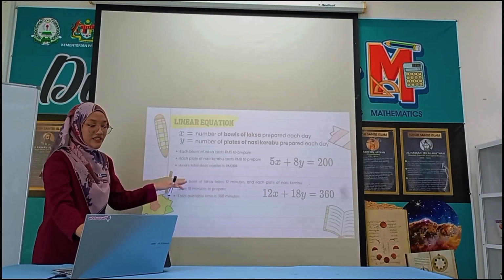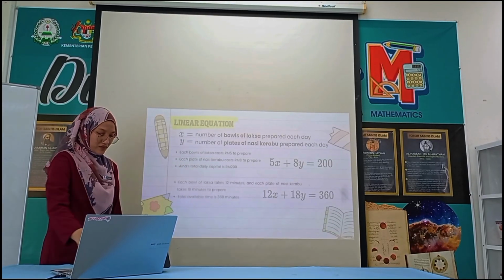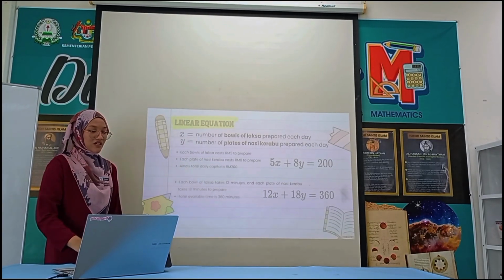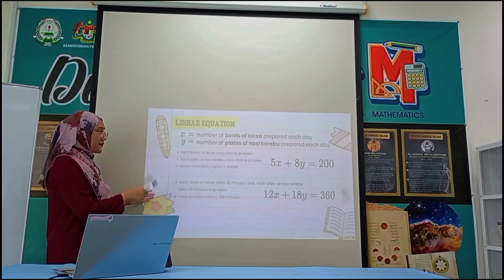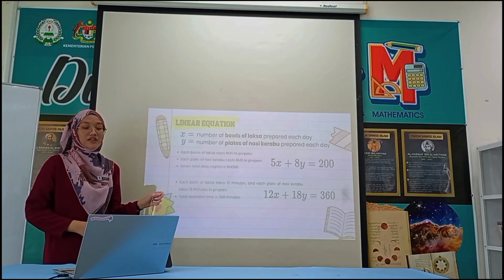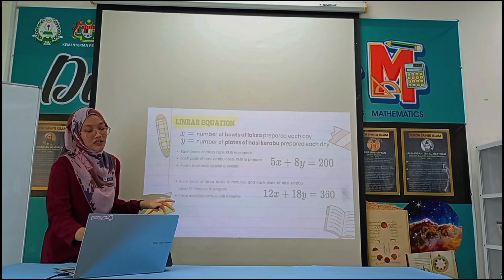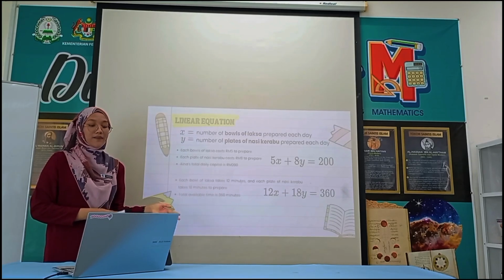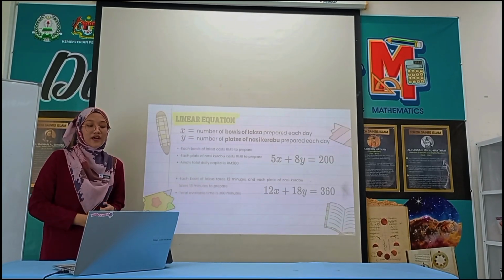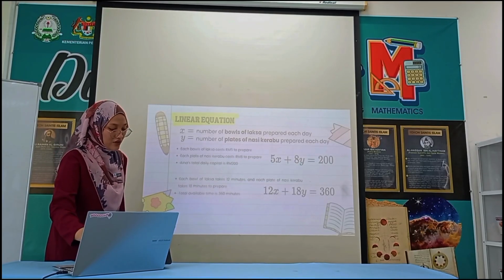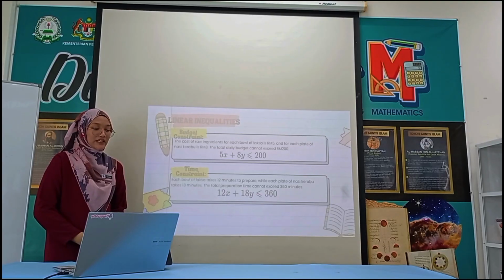Any change in the number of bowls of laksa or plates prepared will affect her total resources used. Basically, these equations help Aina plan how many dishes she can make without exceeding her budget and time limit. Next, we move to linear inequalities.